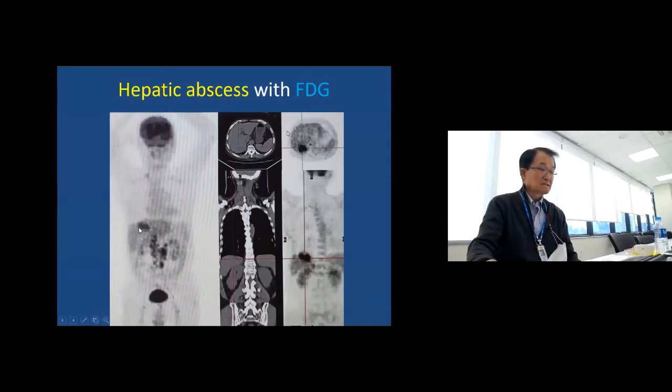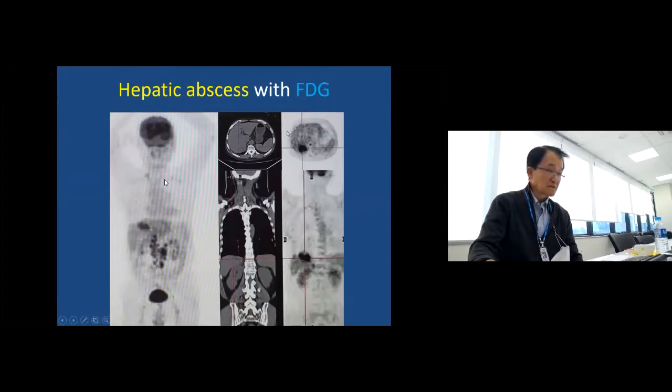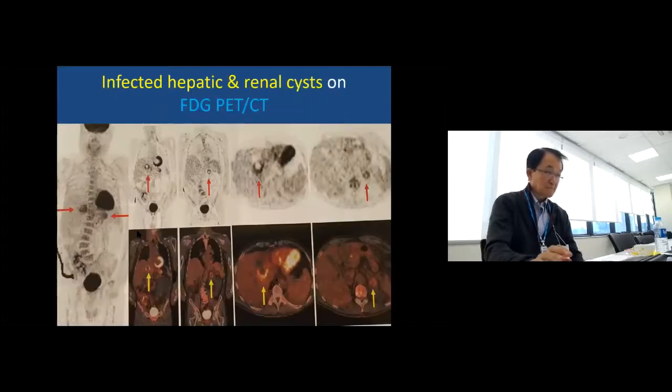Hepatic abscess takes up. In the liver, there's lots of phosphatase, which reverses hexokinase 2. So many hepatomas show just minimal uptake of FDG. But if an abscess doesn't have much phosphatase, it will show intensely increased uptake. So an infected renal or hepatic cyst also shows. You can see the wall of the cyst.